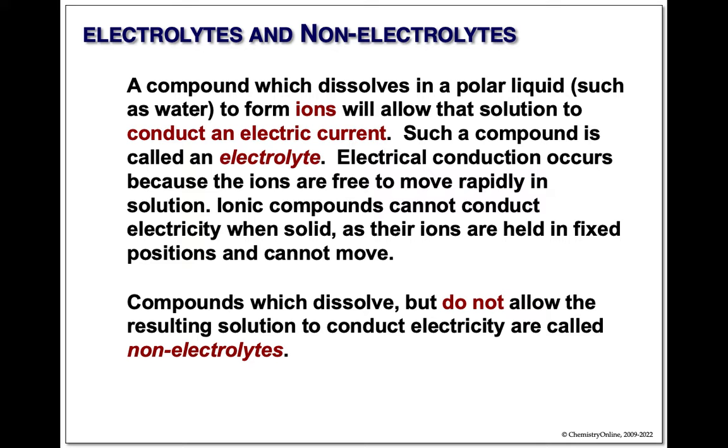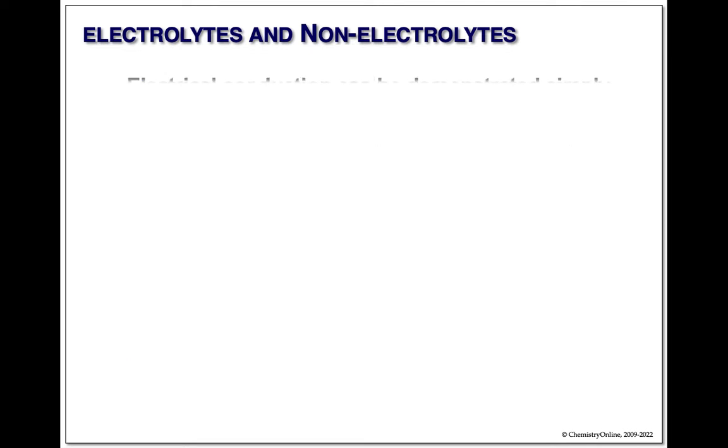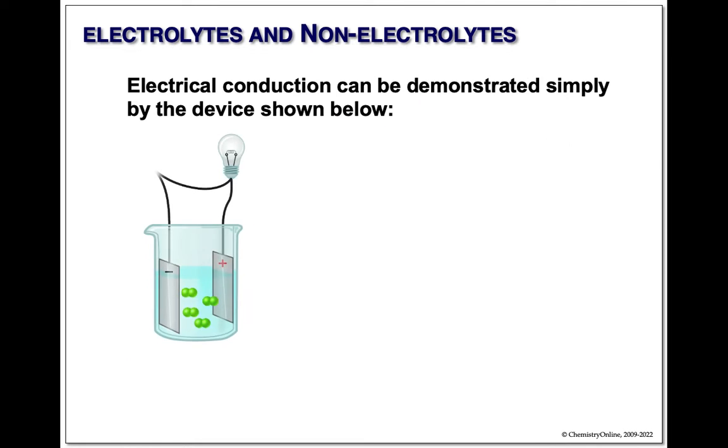Now, when I was a child, we used to test for electrolytes and non-electrolytes using something like this. We would have the beaker with our stuff in it. We would have 2 plates from either side of the power source and a light bulb. If we had ions, the light bulb would light. It would conduct electricity.